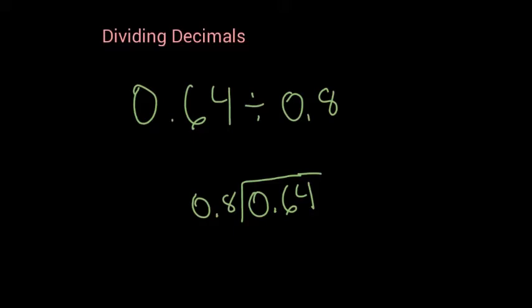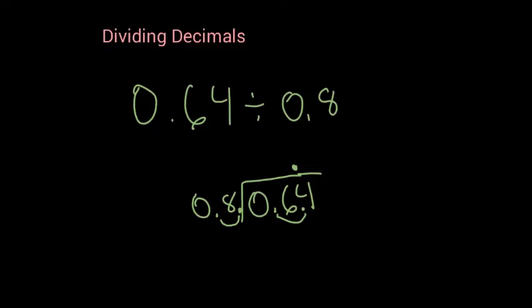Now, when you're dividing decimals, you can't divide by a decimal. So the number on the outside, you have to move that decimal until you get a whole number. So I'm going to move it one time to get 8. Anything I do on the outside, I can do on the inside. So I'm going to move that decimal one time and bring it straight up. So that decimal is between the 6 and the 4. So now I have 6 and 4 tenths divided by 8.